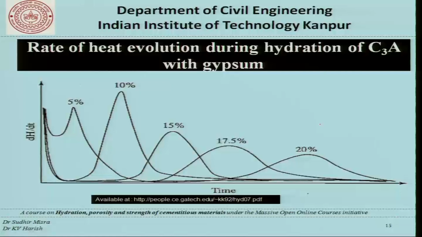This here shows the rate of heat evolution during hydration of C3A with gypsum. So these are the different percentages of gypsum, and we can see that the dH/dt for C3A is quite different if the gypsum percentages are changed. And this is something which cement chemists and concrete technologists can use to their advantage if we know where we want to use a particular cement or what is the application that we have in mind for a concrete.